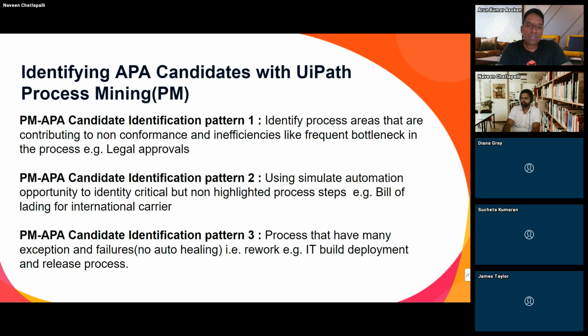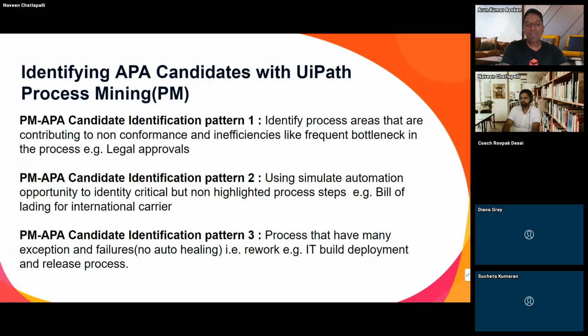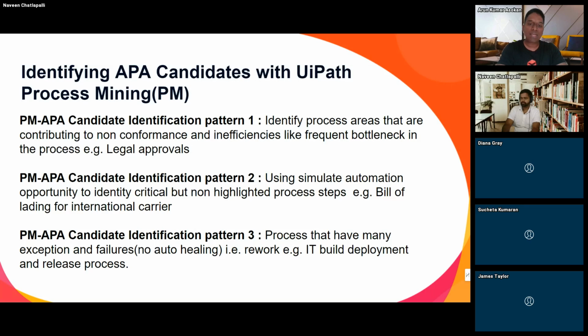The second pattern is regarding the automation opportunity capability out of the box from process mining. There, if we simulate and identify which automation opportunities are right for RPA, the same capability can be tweaked to identify the candidates for APA. Whichever it says are not good candidates for RPA can be picked based on the business criticality and its risk profile to the business. Those kinds of cases can now be looked upon by the COE team members.